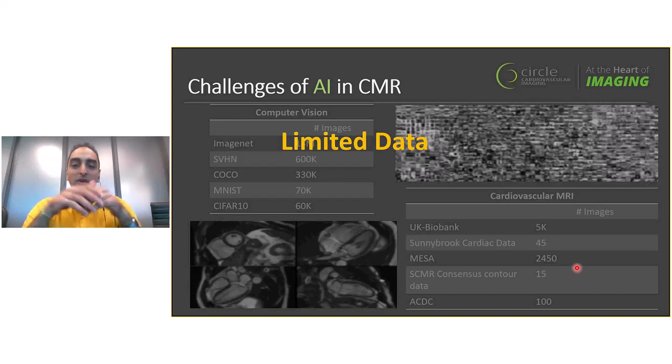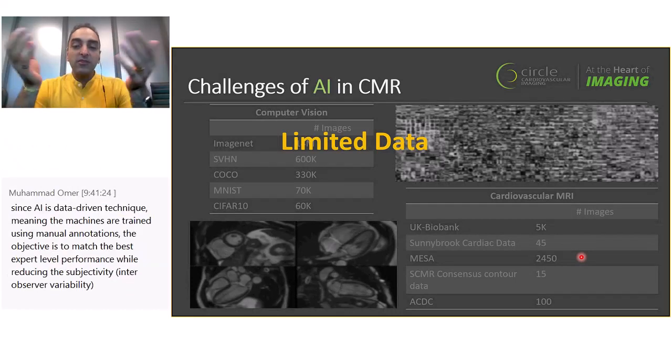And the other problem is that even if you're lucky enough to get, let's say, a data set from UK Biobank, which contains 5,000 different studies, or actually 5,000 different images, you run the risk of not getting a representative sample of all the MRI images that are out there. So UK Biobank is actually a very good resource for these types of images that can be used for machine learning.